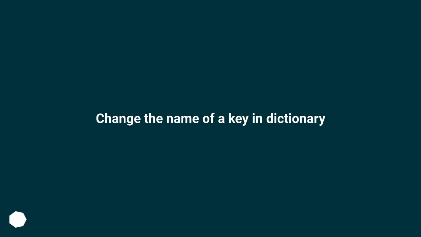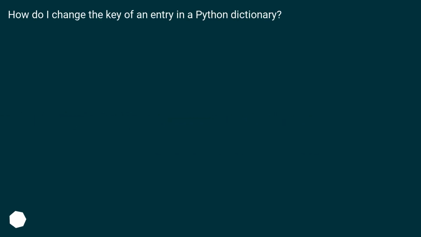Change the name of a key in dictionary. How do I change the key of an entry in a Python dictionary?